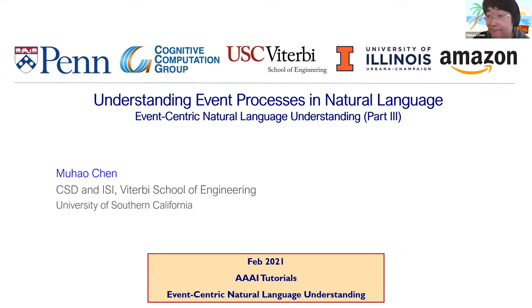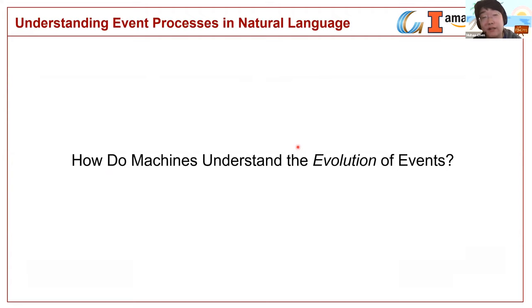Thanks again for coming to this tutorial. I'm presenting the third technical part, which is about understanding event processes in natural language. I'm Muhao Chen, currently at USC. In this session of the tutorial, we will focus on machine comprehension of event processes. This part is particularly about several key challenges: how to model and predict the evolution of events, how to infer the intentions and the consequences of event processes, and how the knowledge of this kind of event evolution can help downstream tasks of human language understanding and also computer vision.